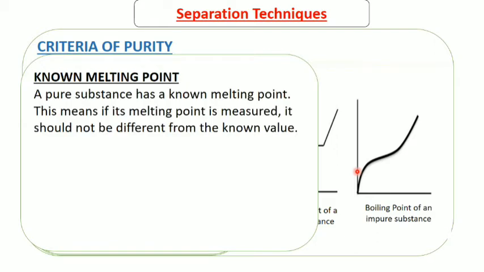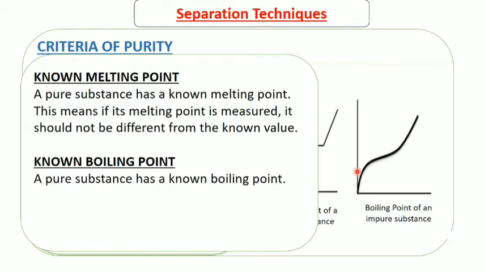So this is what I was just saying. A pure substance has a known melting point. This means if its melting point is measured, it should not be different from the known value. The same is true for boiling point. So a pure substance must have a known boiling point.